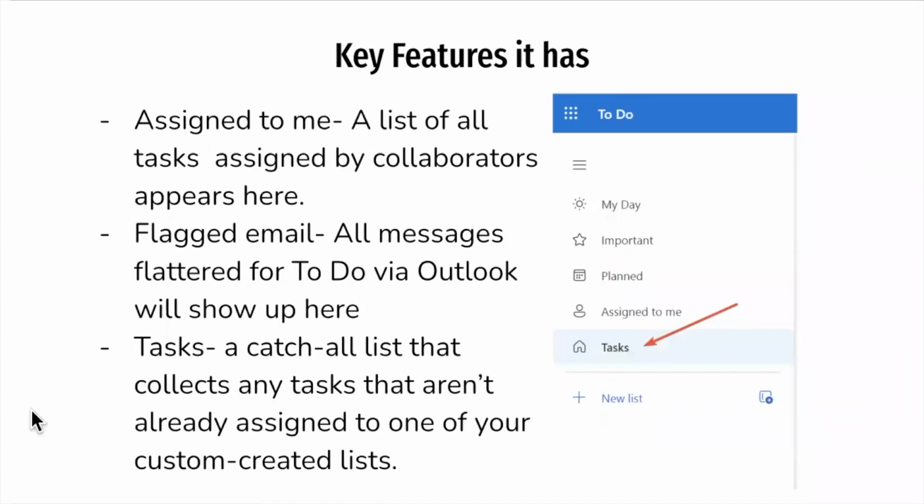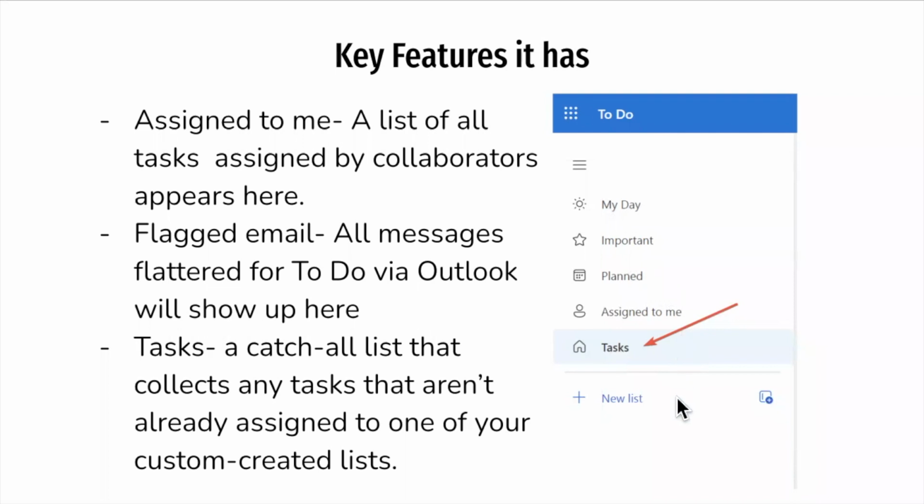And there's also the assigned to me list, which is a list of all tasks that are assigned by collaborators, and those will appear in that specific list. Then there's also the flagged email list, where all messages that are sent via Outlook will show up. And then there's also a tasks list, which is a catch-all list that collects any tasks that haven't been already assigned to one of your custom created lists, just to make sure that you don't miss out on anything and everything will be included. So here, this is a screenshot directly from Microsoft To Do, and you can see all of the lists here: the My Day, Important, Planned, Assigned to Me, and Tasks.